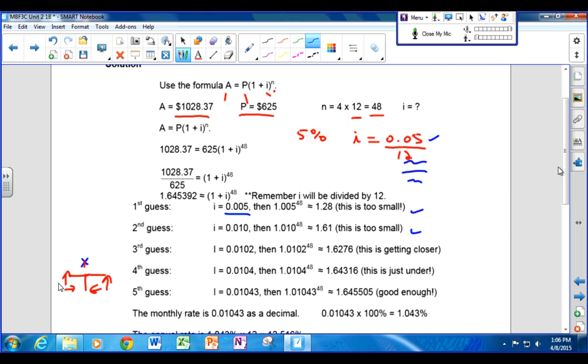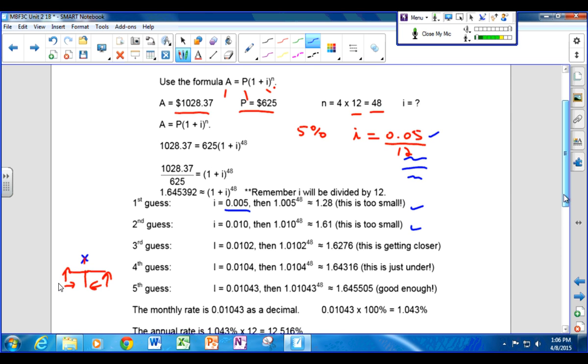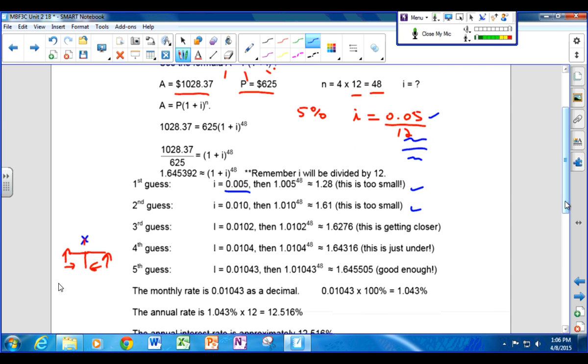So what they did was they just guessed 0.005. To put that in perspective, it says I will be divided by 12. I'm not really sure. Yeah, it's not divided, it's multiplied. So 0.005 times 12 gives us an interest rate of 6%. That was the first guess, right?